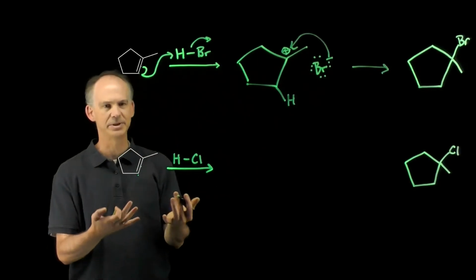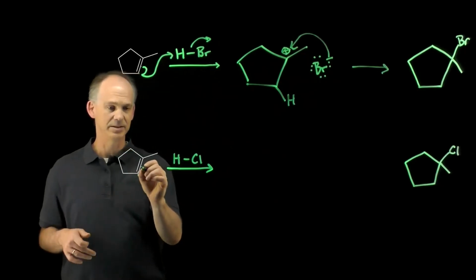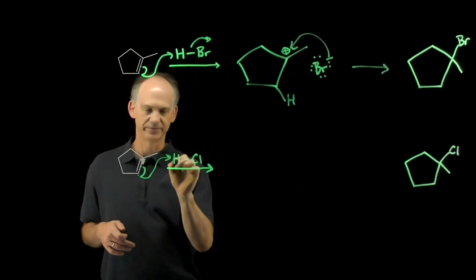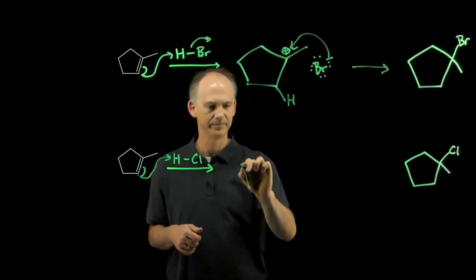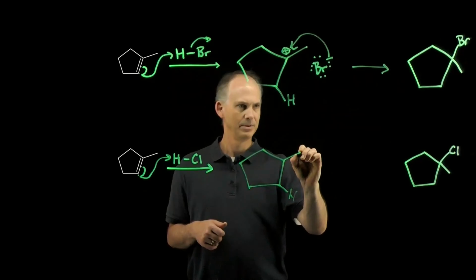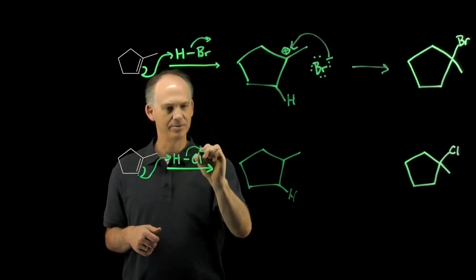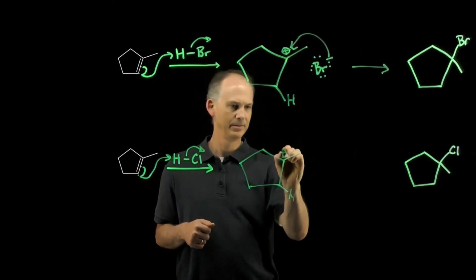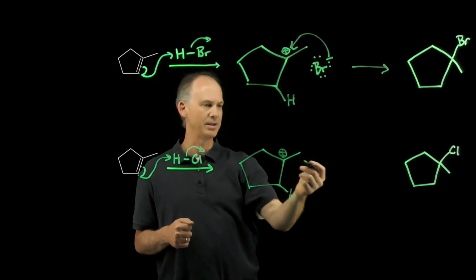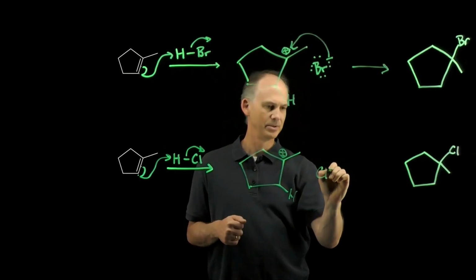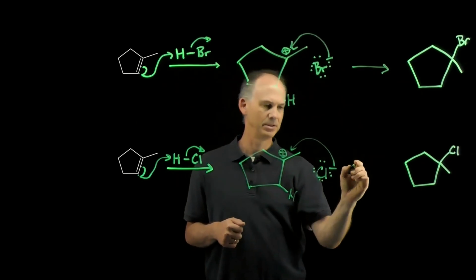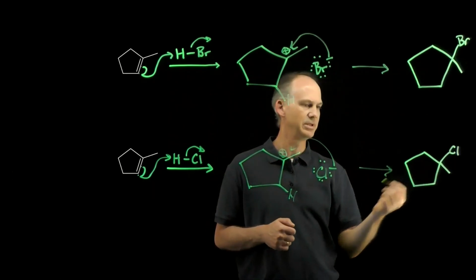When we do the reaction with HCl, we get basically the exact same thing. The double bond is our nucleophile. It attacks the hydrogen. And we need the arrow right there. And so we make the cation again, the tertiary carbocation, the more substituted one. The chloride then attacks the carbocation as we did before to give us that product.